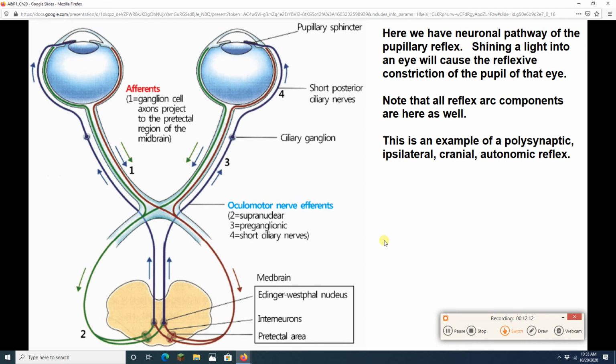You should be able to classify all of these reflexes. You should be able to know all the components of the reflex arc and what they do. And with that, this short, super quick lab on reflexes is done.